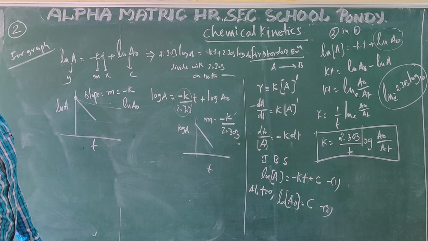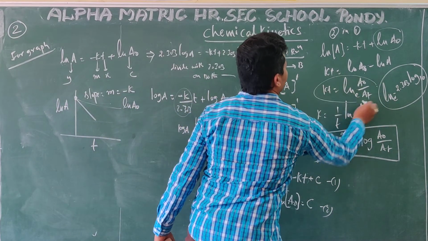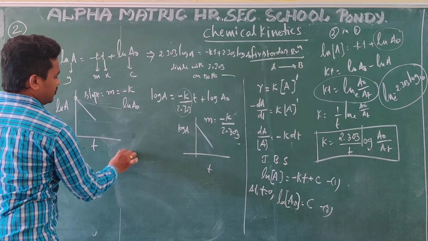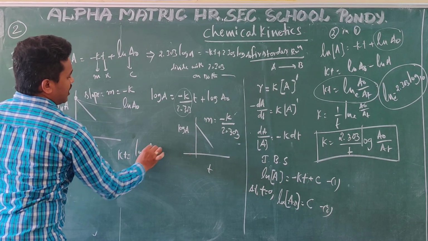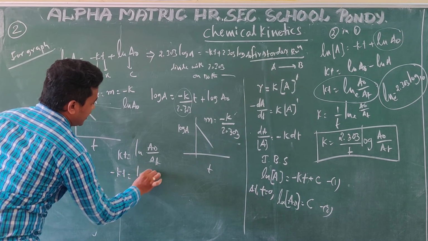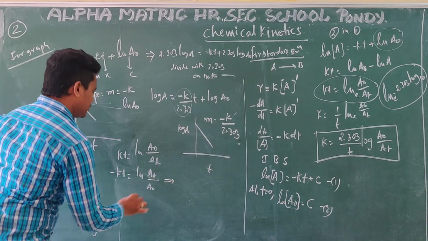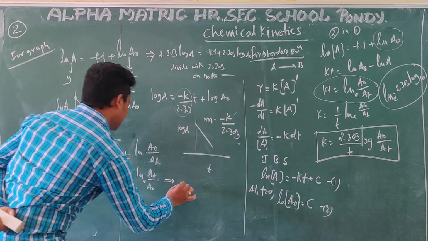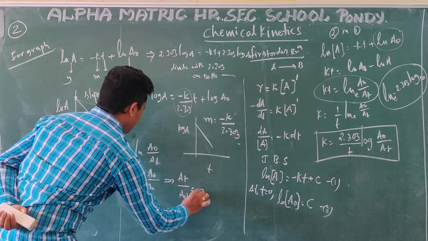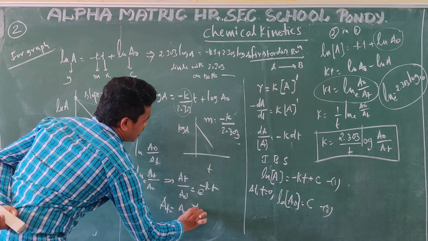And another one we can also write here. For this other graph, what can I write? See, kt is equal to ln A naught by At. I am adjusting: minus kt is equal to ln At by A naught. Based on the logarithm definition, At by A naught is equal to e power minus kt. So At is equal to A naught e power minus kt.